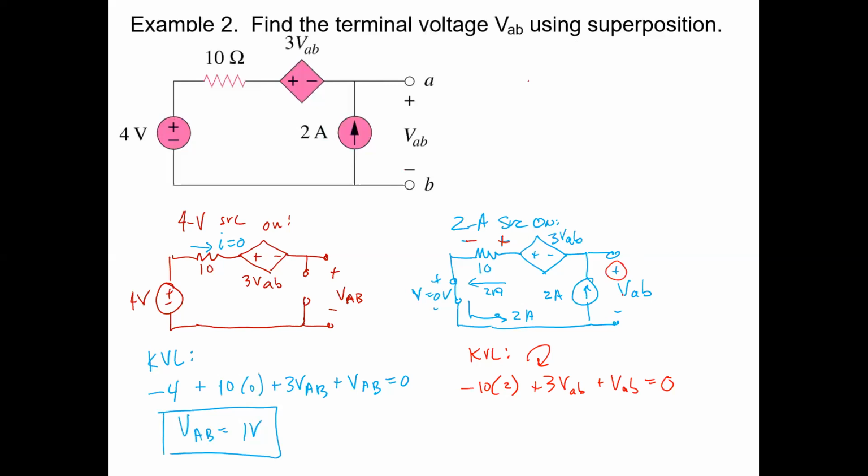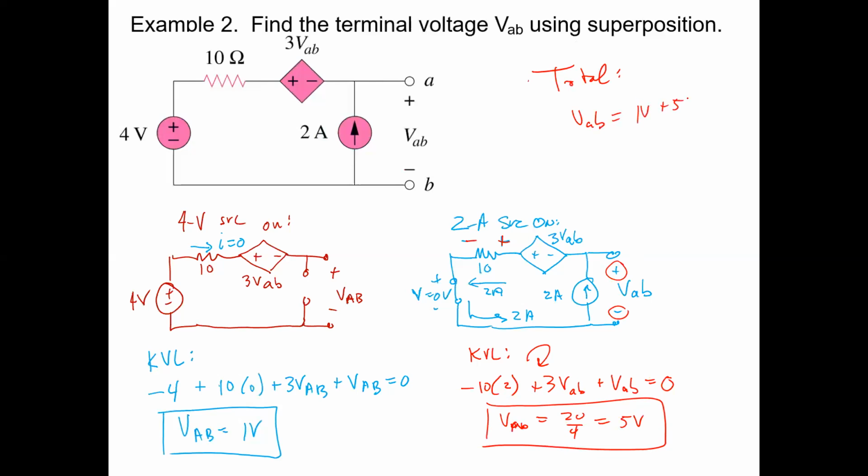We know the voltage drop across that current source is VAB. It's labeled for us. So VAB is going to equal 20 over 4, which is going to equal 5 volts. So the total current for VAB is going to equal 1 volt plus 5 volts. I mean, the total voltage, not the total current. Total voltage is going to be the sum of those two, which is going to equal 6 volts.